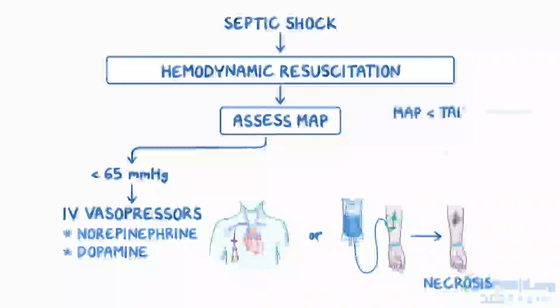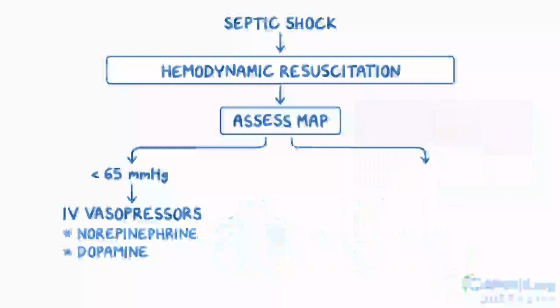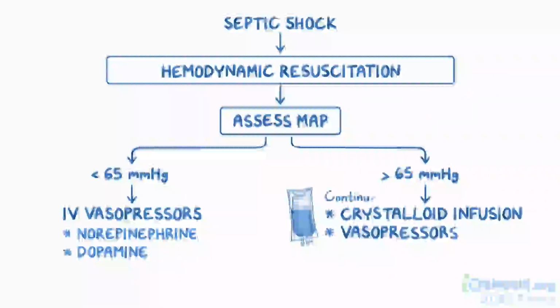If the MAP remains below target, additional vasopressors, corticosteroids, and even RBC transfusion may be added to reach a MAP of 65 or more. Once a MAP of 65 millimeters of mercury is achieved, the rate of crystalloid infusion and doses of vasopressors should be continued and subsequently titrated to maintain this goal.